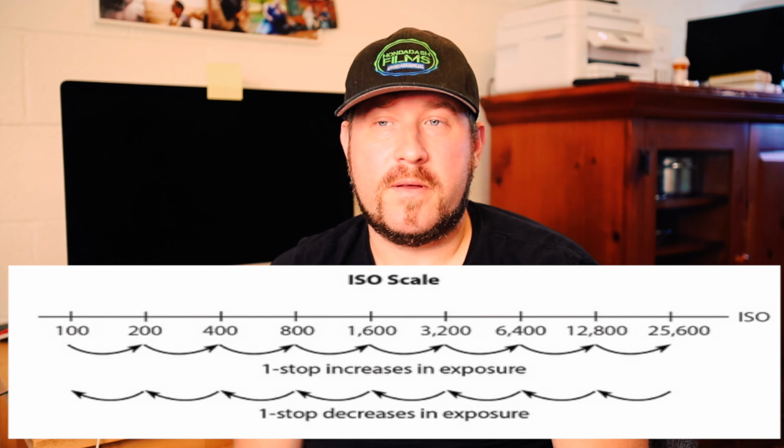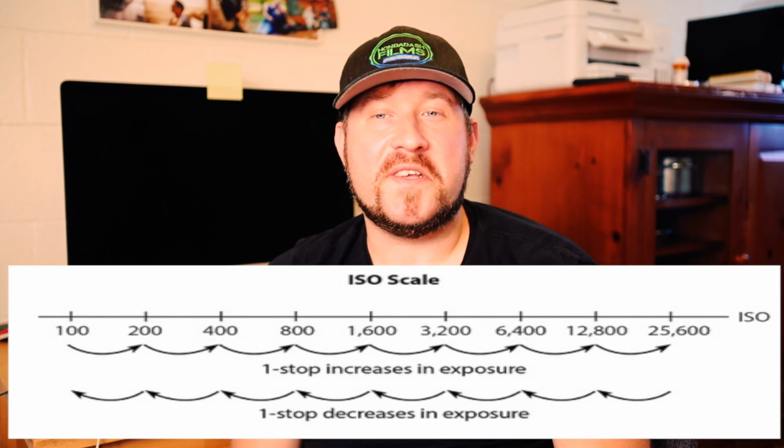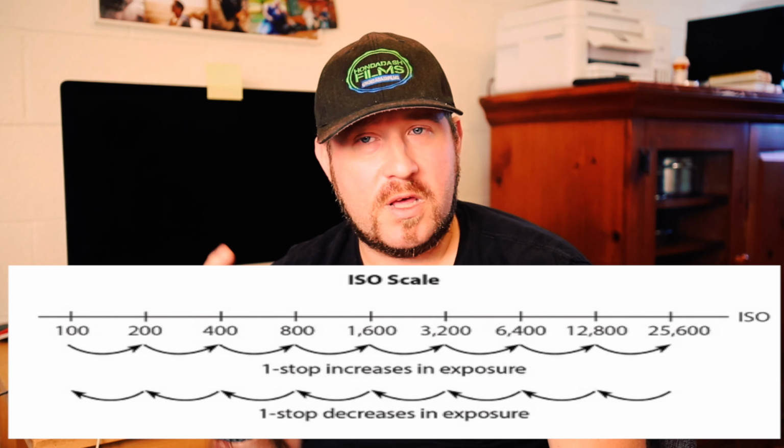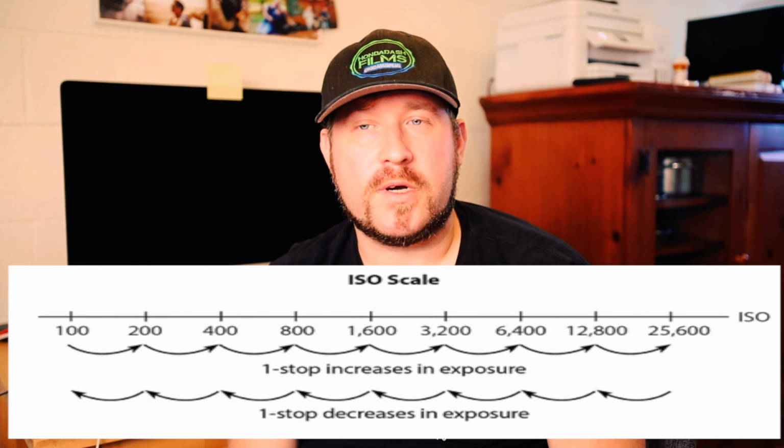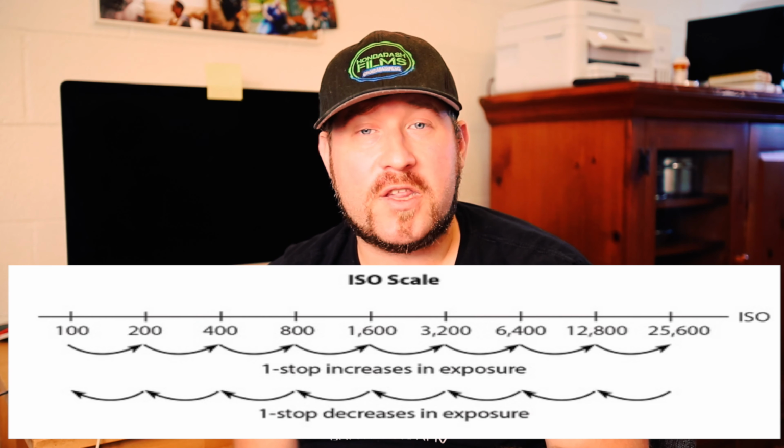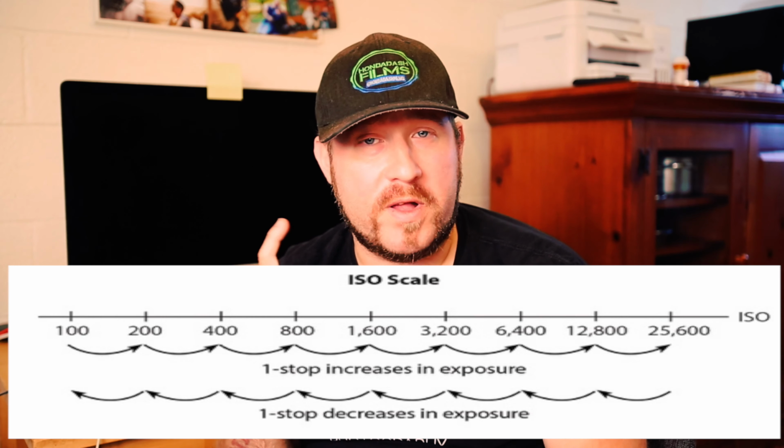I'm going to put it on the screen here. Like shutter speed, this scale is easy to understand. Doubling the ISO equates to a one stop increase in exposure. Halving the ISO leads to a reduction of the exposure by one stop.